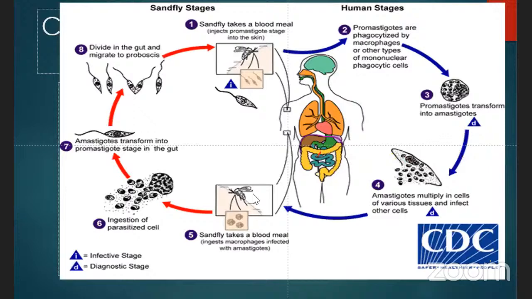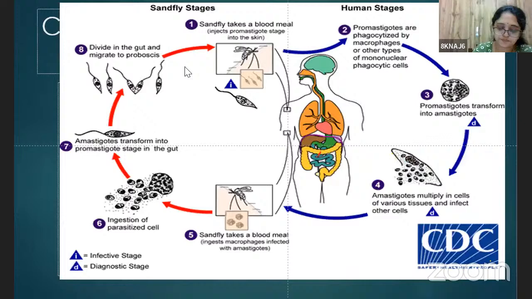So when it comes to the life cycle in the sandfly, as you can see over here in this picture, it is the secondary or intermediary host, and man is the primary host. Reproduction occurs only by binary fission in the secondary host, basically, that is Phlebotomus argentipes.